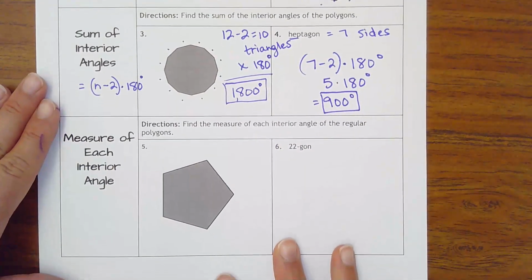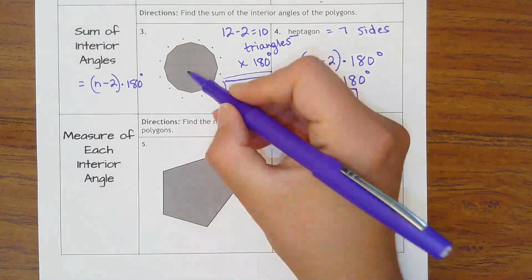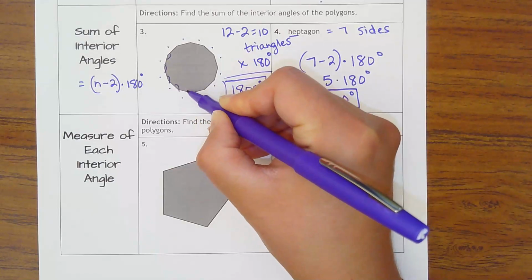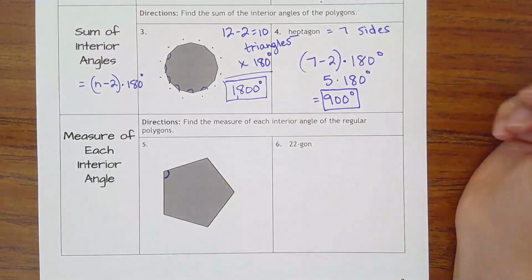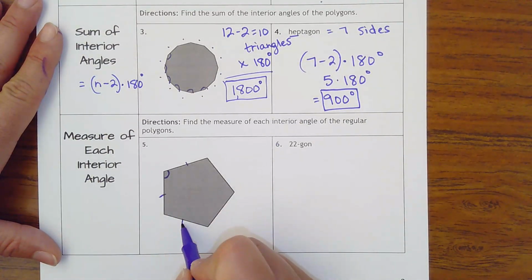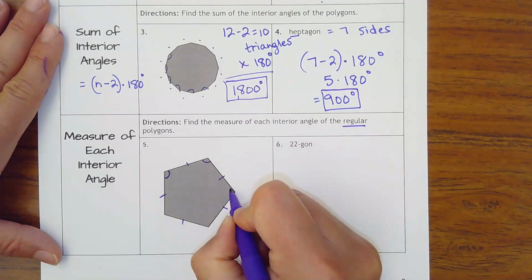Okay, and then the last part of this says find the measure of each interior angle. So now we don't want the total degrees inside, saying add all these up. We want just one of them. And notice that this is a regular shape. It's really all sides are the same and all angles are the same.